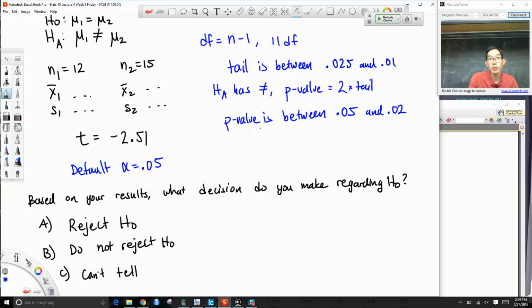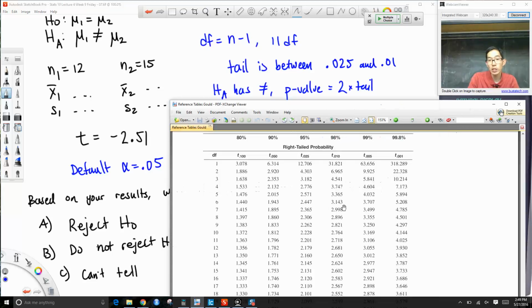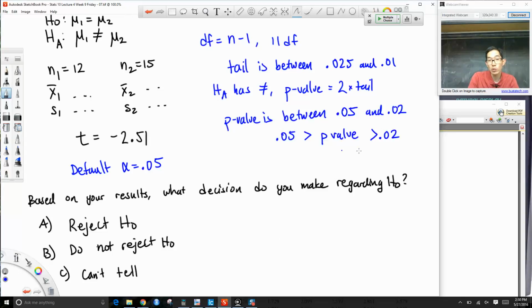And so we're going to compare the p-value to alpha. Our p-value, we don't know exactly what it is, but we do know that it is for sure between 0.05 and 0.02. We know it's not equal to 0.05 because our test statistic is not equal to 2.201, and it's not equal to 0.02 because our test statistic is not equal to 2.718. So whatever our p-value is, it is less than 0.05. It's less than alpha. So that would lead us to reject the null hypothesis.